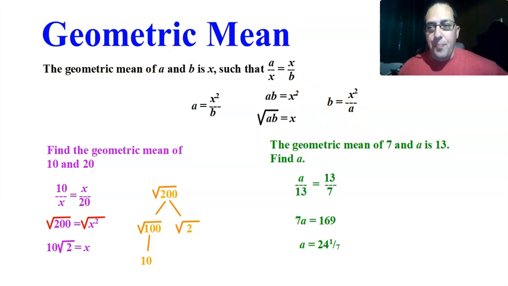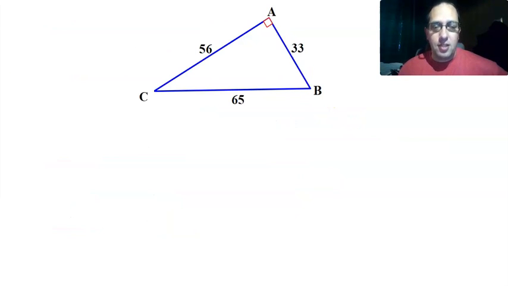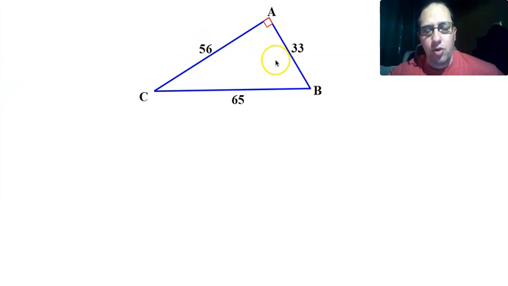That's geometric mean, and now let's look at our right triangles. Let's take a look at this right triangle, because we'll talk about similar right triangles. I'm going to take this right triangle ABC, and draw the altitude from A to segment CB. Remember, the altitude goes from a vertex perpendicular to the opposite side.